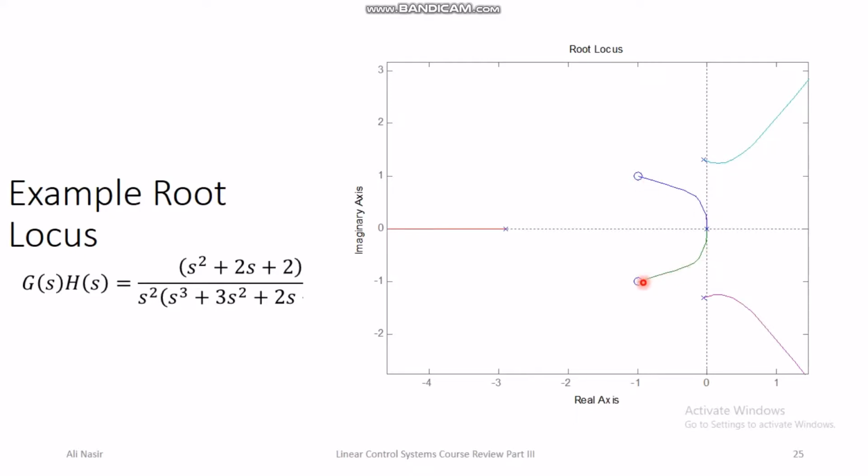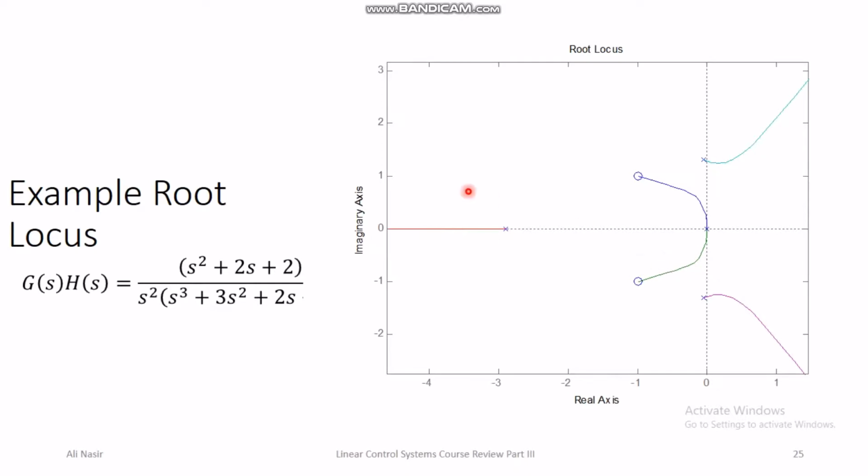The 3 poles make 3 asymptotes, one at 180 degrees, another pole makes an asymptote at 60 degrees, and the third pole makes an asymptote at minus 60 degrees. And then when you sketch this back, this appears to be the centroid point where the asymptotes appear to originate from.